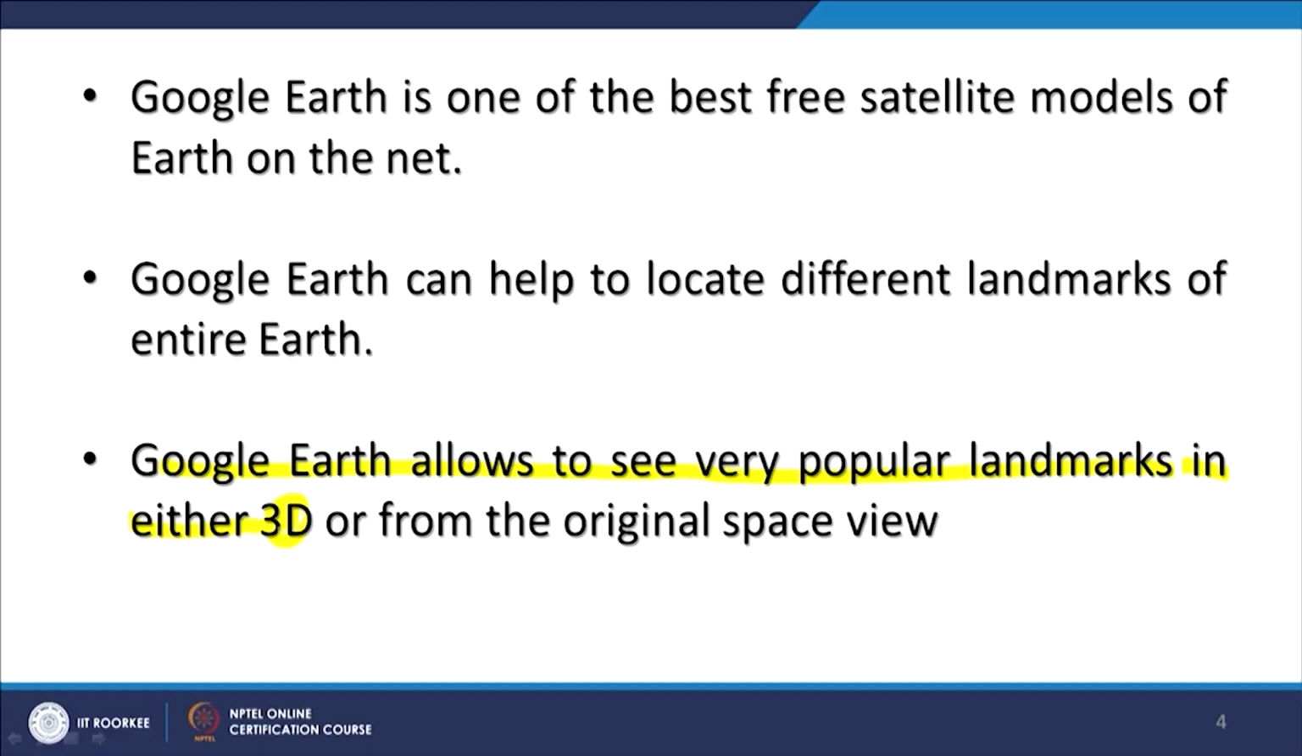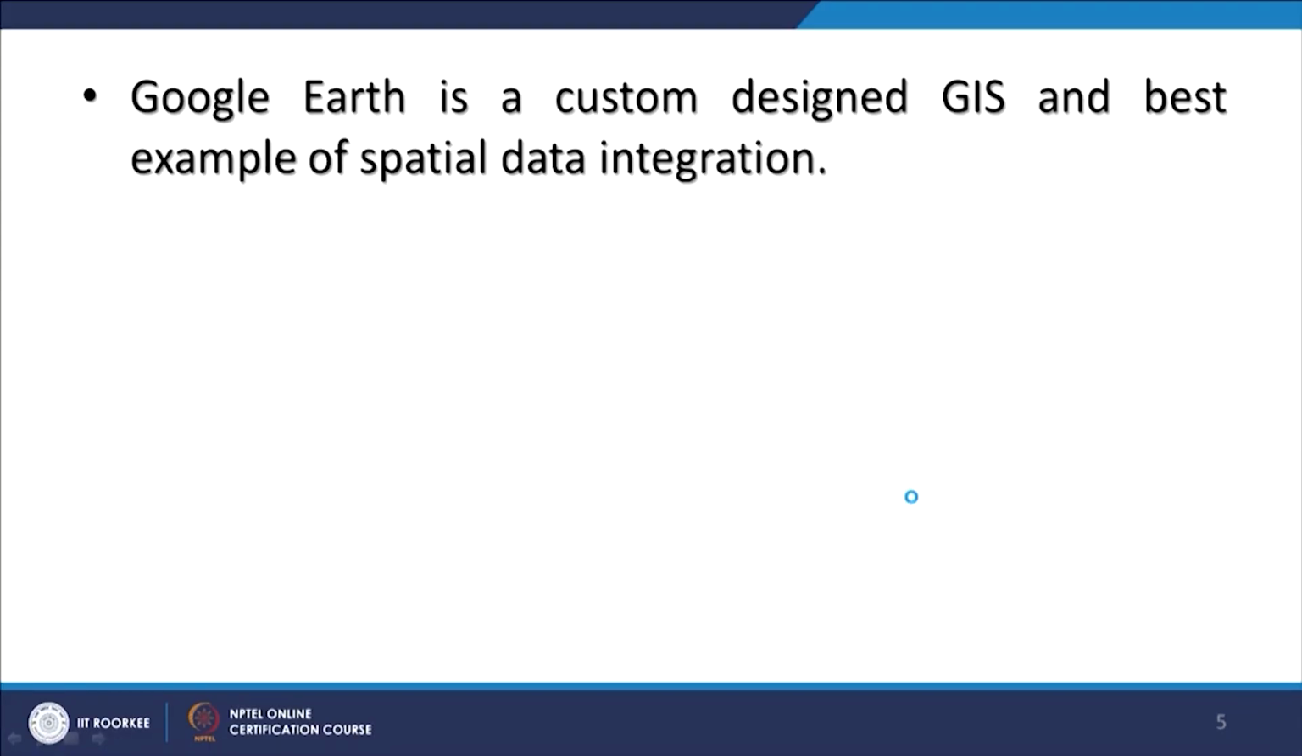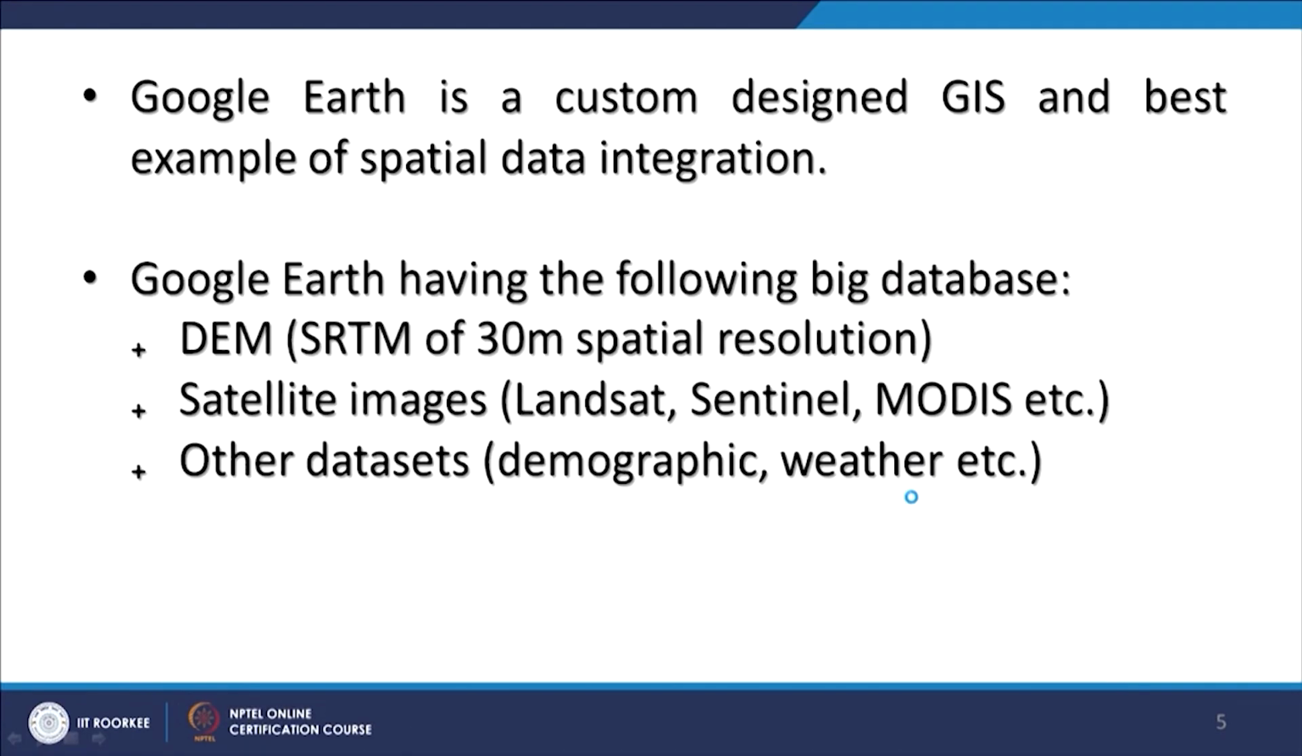it is coming through the integration of digital elevation model with satellite data. So, this 3D perspective view or fly-through view which you get on Google Earth is a beautiful example of data integration, and that is DEM and satellite data integration. Now, Google Earth is a custom designed GIS product, and it is mainly meant for spatial data integration.